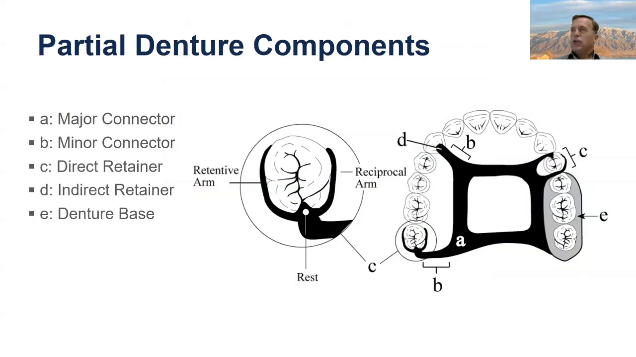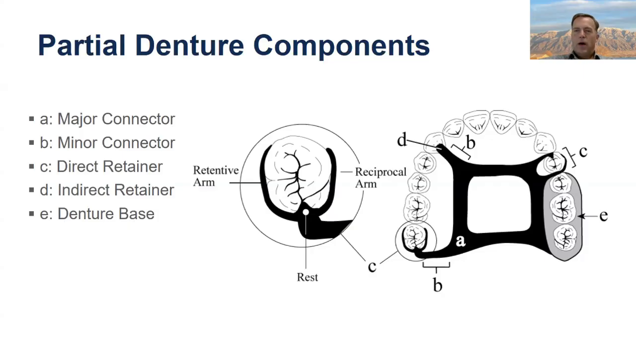So these are the components of a partial denture. And let's talk about what they are, and then we'll talk more specifically about them related to various partial designs. So the major connector obviously connects all the pieces of the partial, and it needs to be as rigid as possible most of the time. One of the things we'll talk about with flexible partials is that your major connector also flexes and what the implications are of that. Minor connectors connect the major connector to different things like the retainers. Couple things about them.